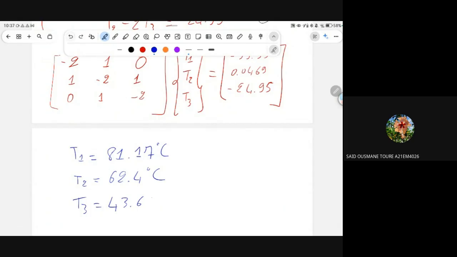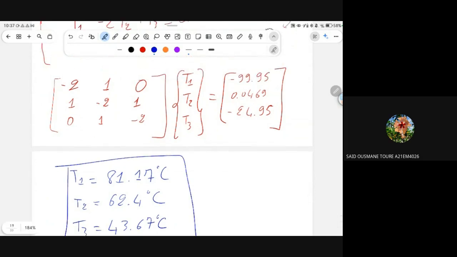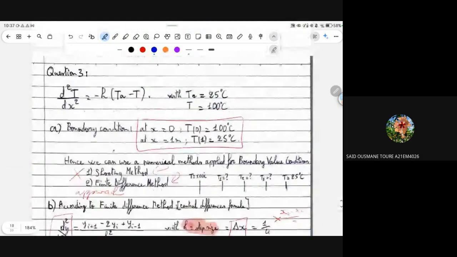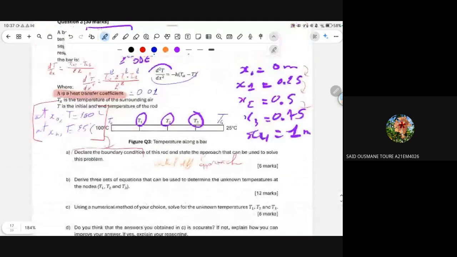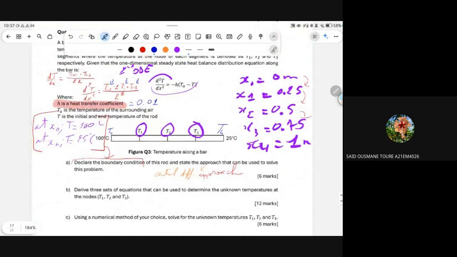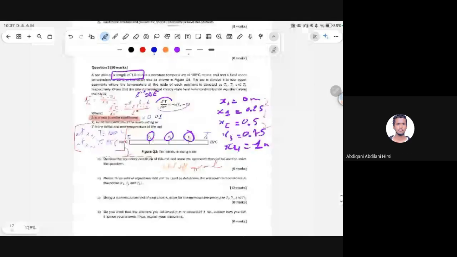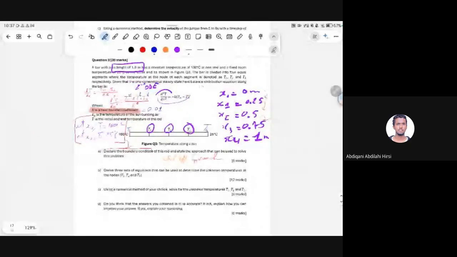3.67. Okay, so does that make sense or no? We go from 81, it decreases to 43, which is realistically here. It goes from 100, then to 81, 62, 43, then 25. Does that make sense? Exactly, yes, it makes sense, because it's moving from one place to there.